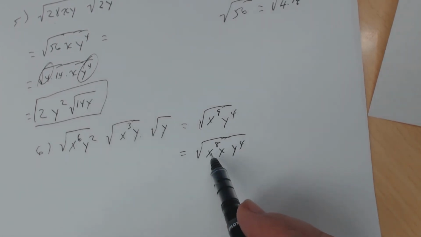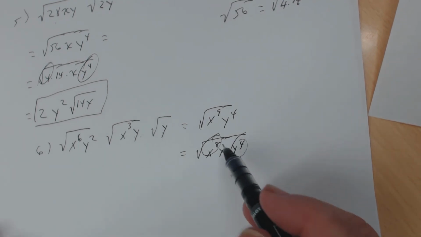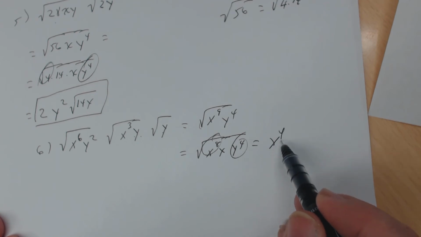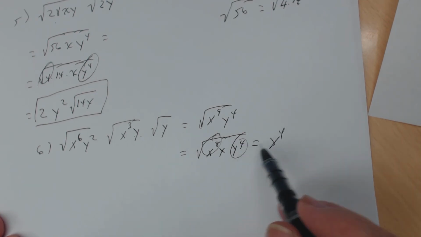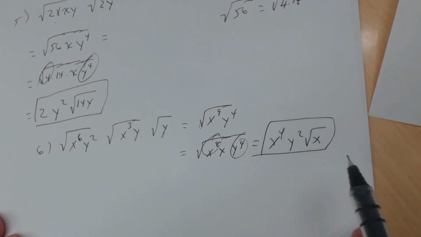And I'm going to circle these. And so I get the square root of x to the 8th is going to be x to the 4th. The square root of y to the 4th is going to be y squared. And you're left with the square root of x.